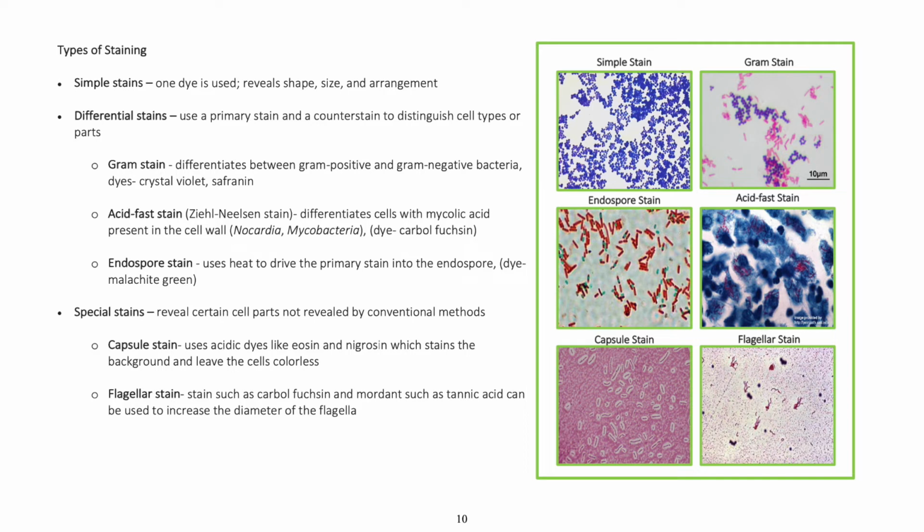Special stains reveal certain cell parts not revealed by conventional methods. Capsule stain uses acidic dyes like eosin and nigrosin, which stain the background and leave the cells colorless. Flagellar stain: a stain, such as carbol fuchsin, and a mordant, such as tannic acid, can be used to increase the diameter of the flagella.